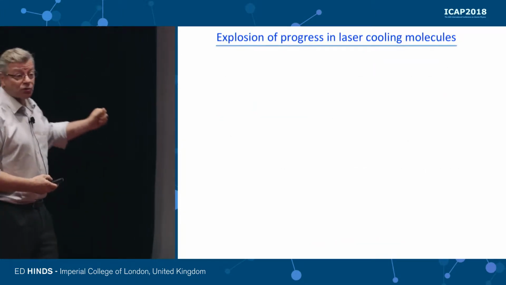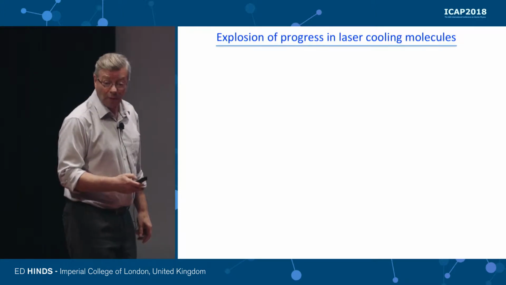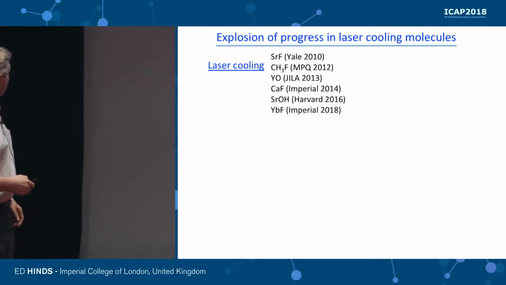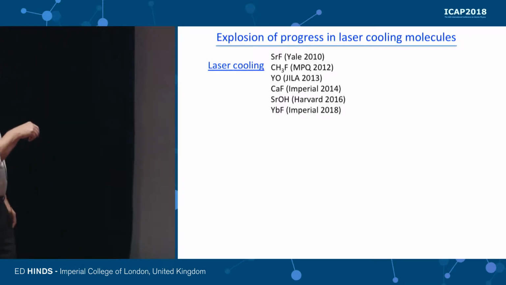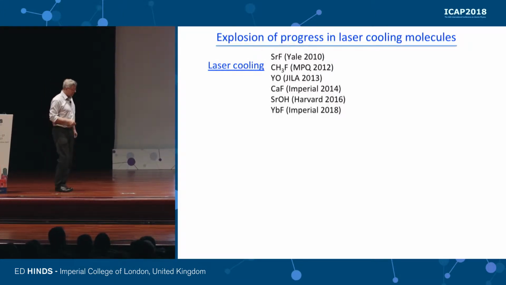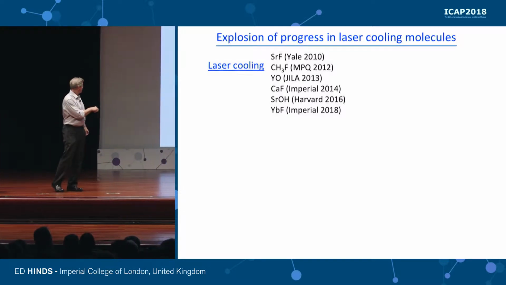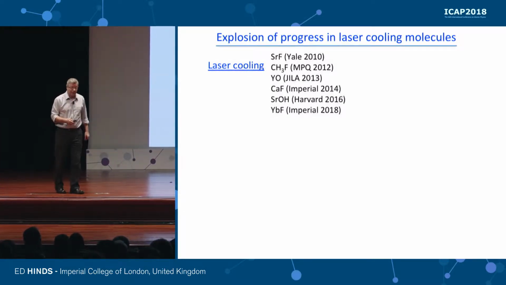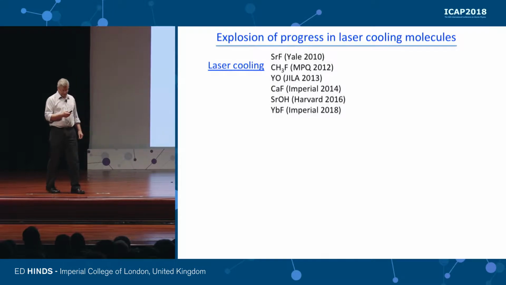So there's been an explosion of progress in laser cooling molecules. Here are the species that have been laser cooled. Strontium fluoride in Dave DeMille's group initially, then fluoromethane, yttrium oxide, calcium fluoride, strontium monohydroxide, and ytterbium fluoride. That last one is the one that we like for measuring the electric dipole moment of the electron.